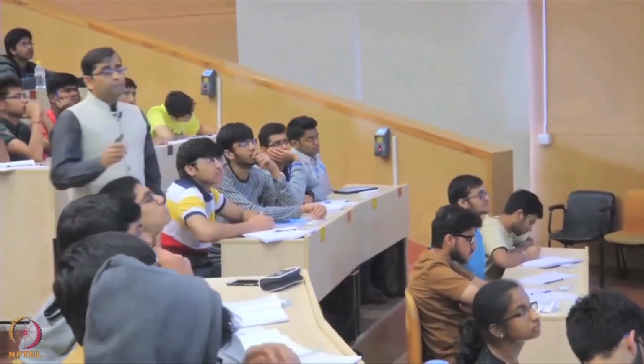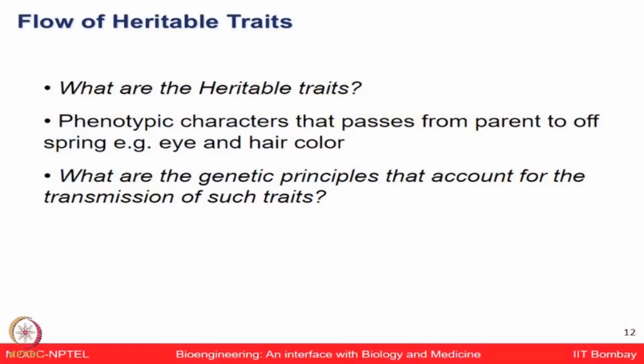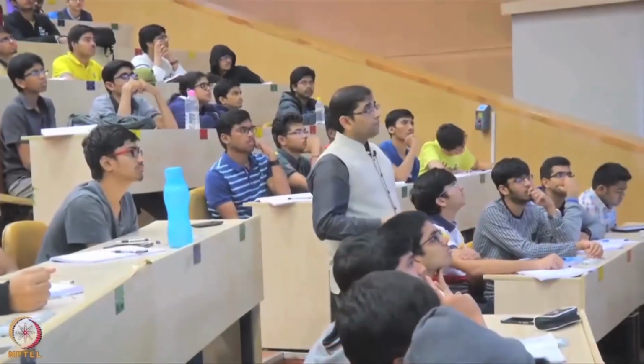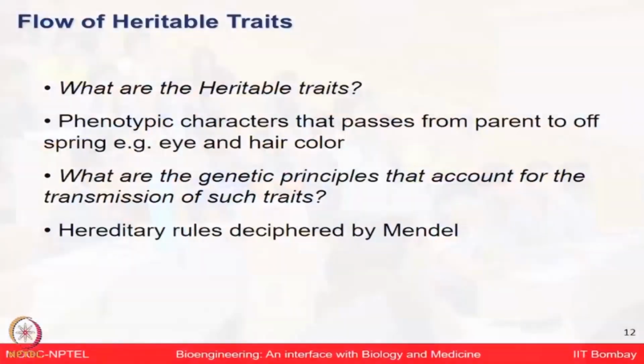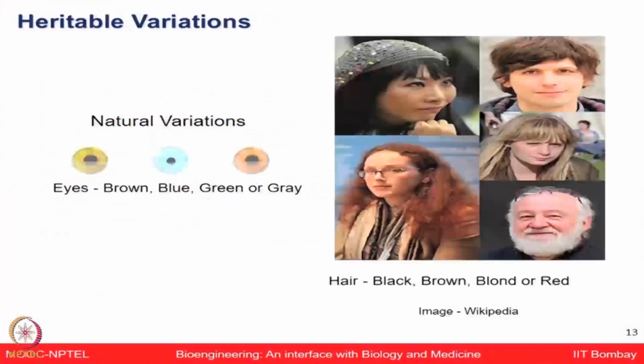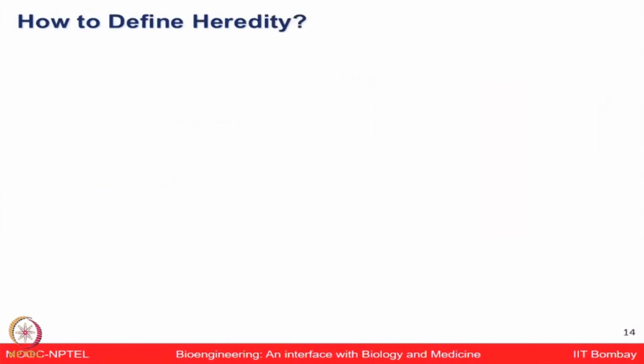So what are the genetic principles which account for the transmission of these traits? Well, many of the rules were deciphered by Mendel as the hereditary rules. I'm sure you can observe different patterns of hair, different colors, different types of eye colors. All of these are natural variations which keep passing from one generation to the next, and we do see that there are heritable characters, heritable variations.